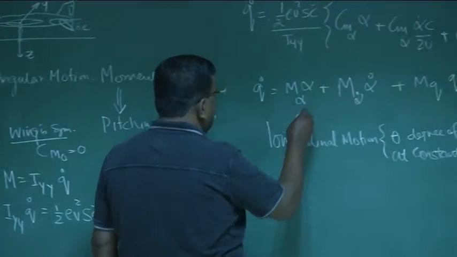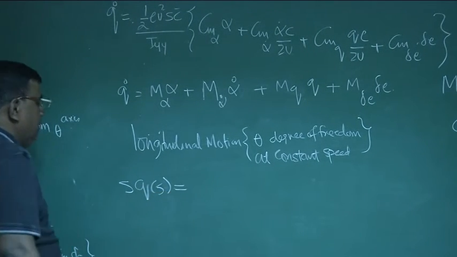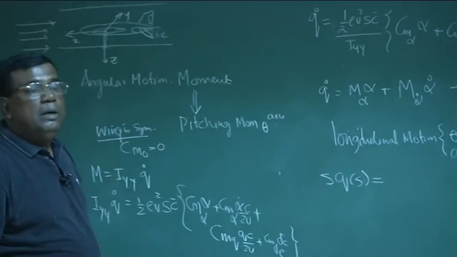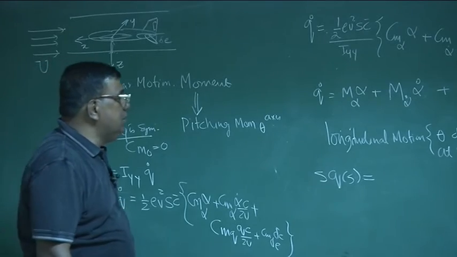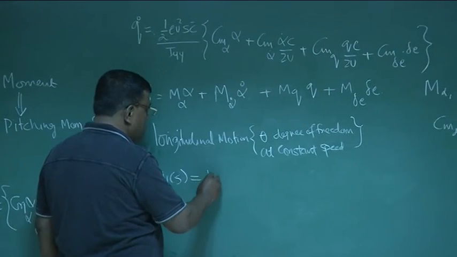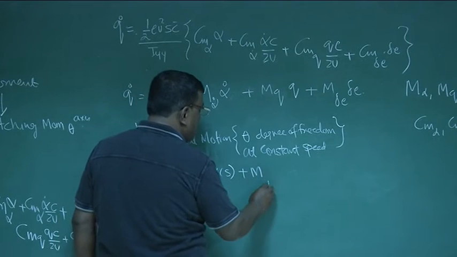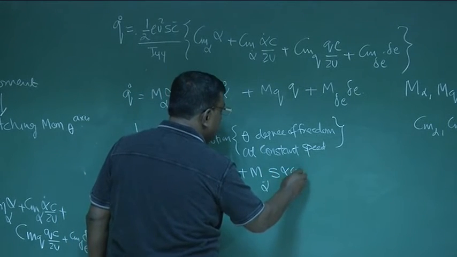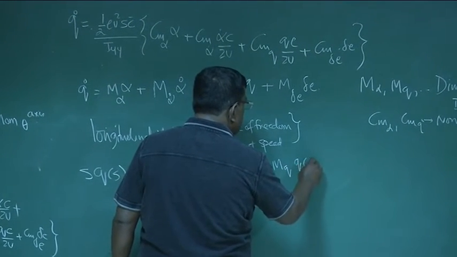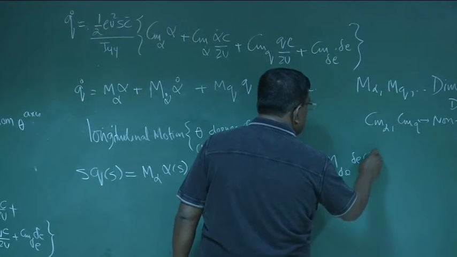So now I take the Laplace transform, with initial condition 0, and you know all these things very well. We are talking about a linear system, and it doesn't depend upon the initial condition, so by putting the initial condition to 0, it doesn't change anything. We have discussed this in the last few lectures. So I write s q(s) equal to m alpha into alpha(s) plus m alpha dot into s alpha(s) plus mq into q(s) plus m delta E into delta E(s).